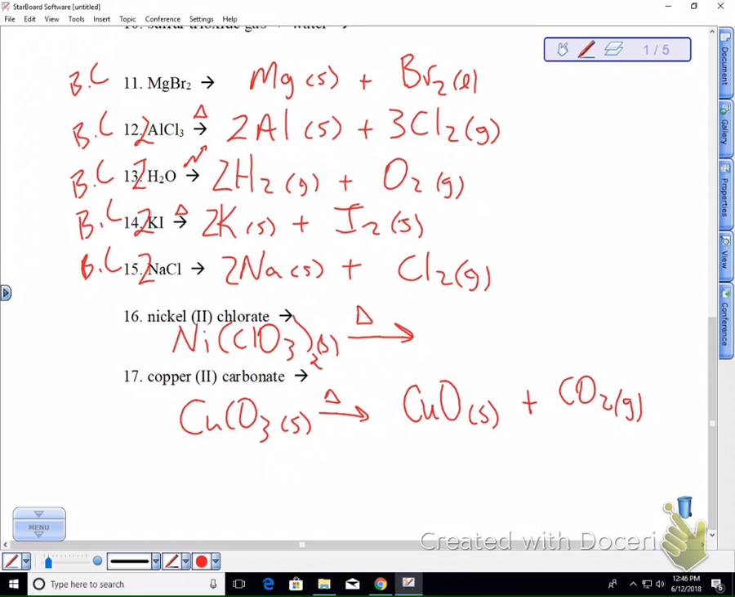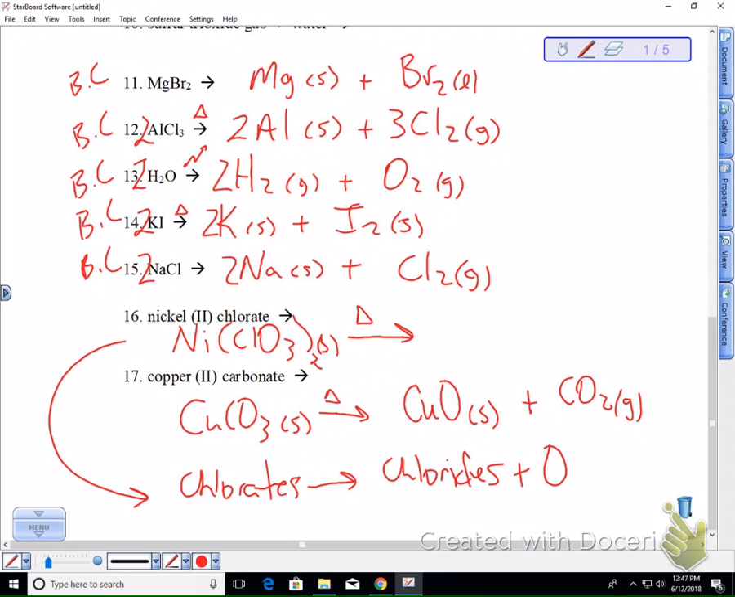Now number 16 is a pain, because number 16 is actually a violation of the rule on the flow chart. You may even want to add this to your flow chart if you haven't been directed to do that in class yet. Chlorates are an exception because they don't break up. So let's just call this chlorates. They break up to give us chlorides and then oxygen gas. So it's just another type of decomposition.